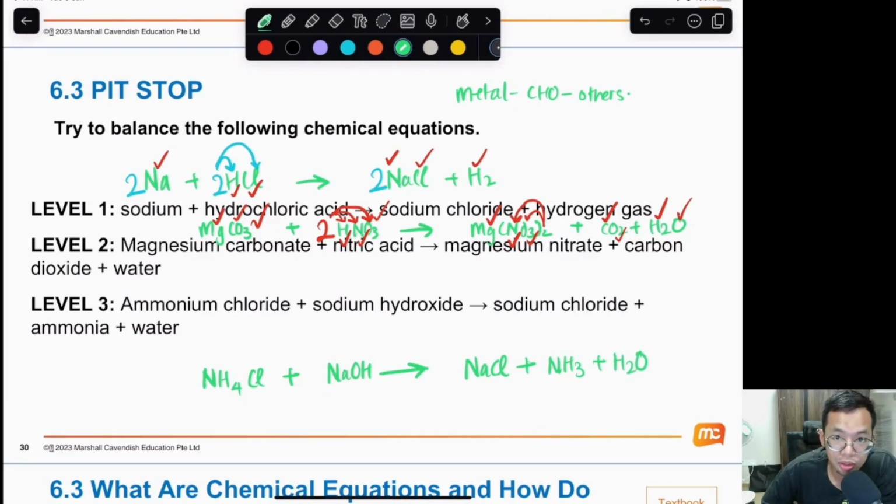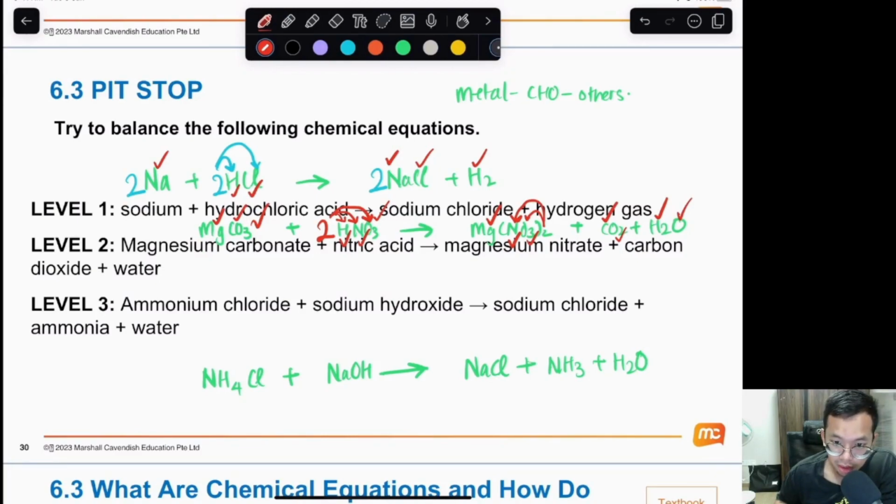Okay, so again, using the metal CHO others method, first let's check if there's any metal. Yes, there is. It's sodium. So you have one sodium left, one sodium right. So that's balanced. Next, carbon. Is there any carbon? No carbon. Let's skip that. Hydrogen. Okay, so there's 5 hydrogen on the left. And you have 5 hydrogen on the right.